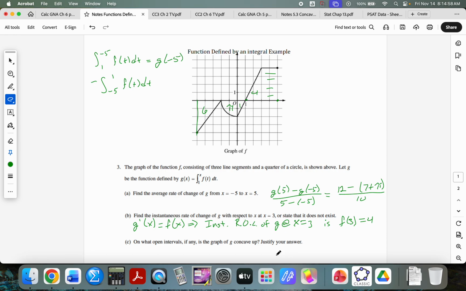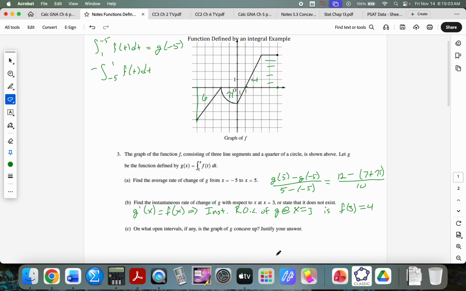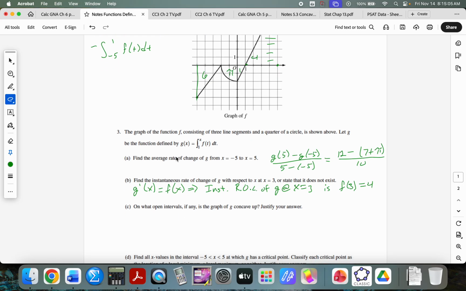On what open intervals, if any, is the graph of g concave up? So what does concave up mean? The first derivative is increasing. G concave up means that g prime is increasing. And what is g prime of x equal to? F of x.